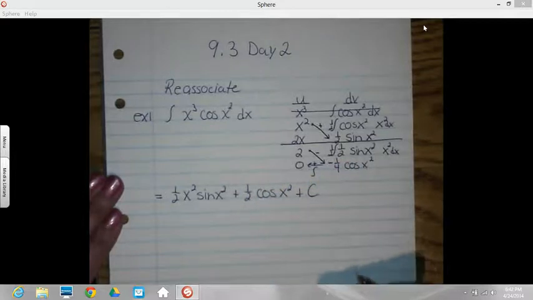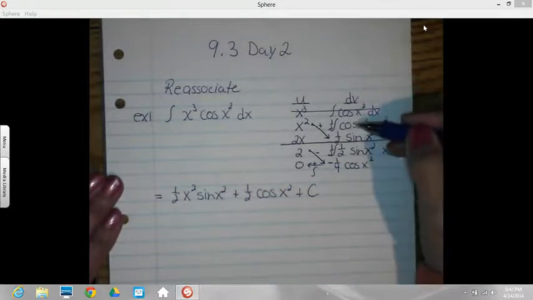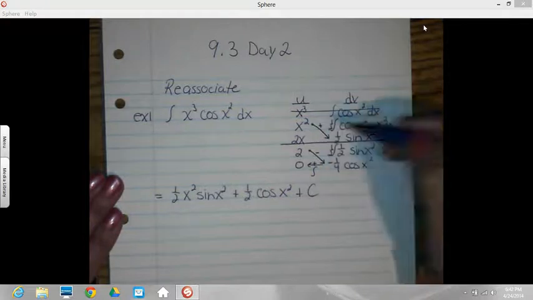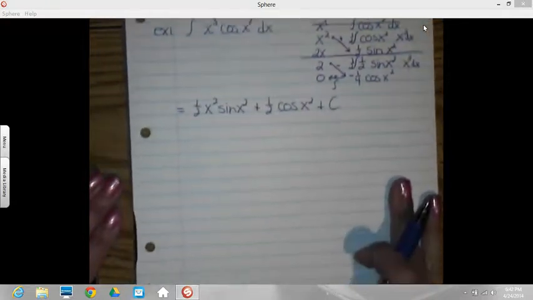So in order to make this something that I could integrate, I had to steal from the u column, and that's called reassociation. So each of our examples is going to involve that.